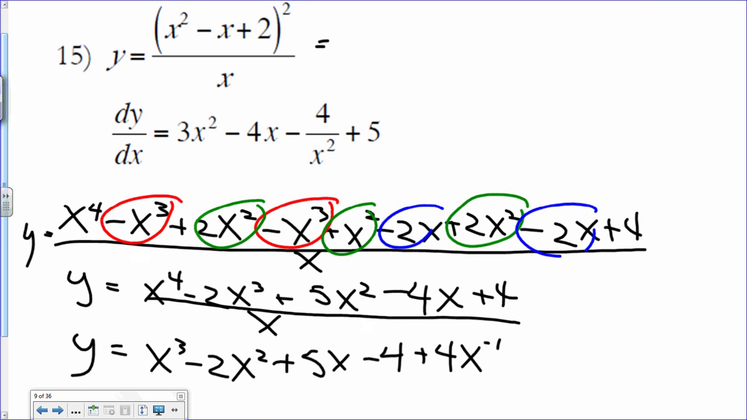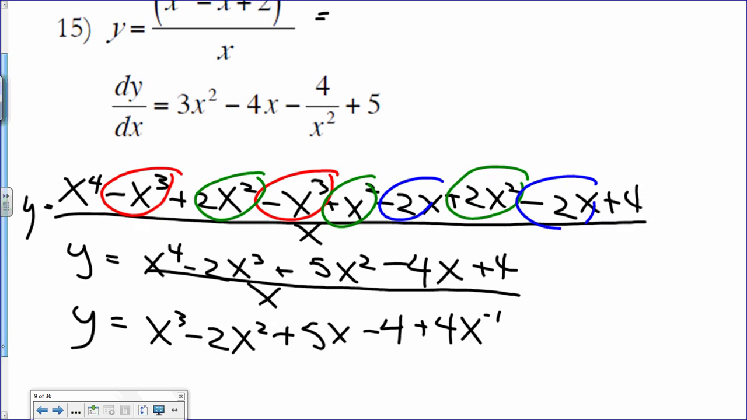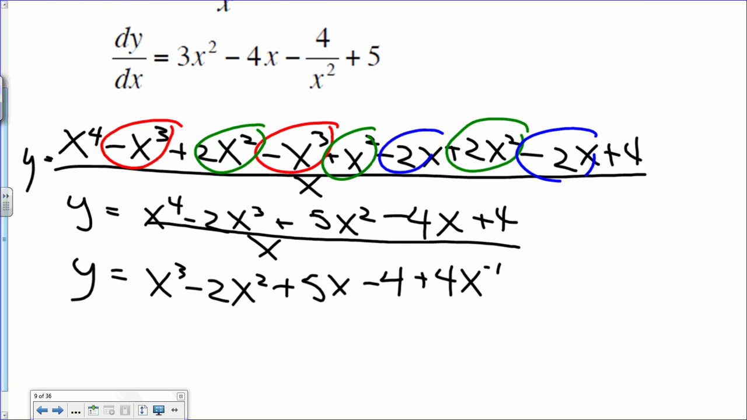So when you square out the numerator, that's what you get up here: x to the fourth minus 2x cubed plus 5x squared minus 4x plus 4. But you're still not done, because you still have to divide each term by x. That's going to bring down the power of x by 1. So if you divide each term by x, you get that.